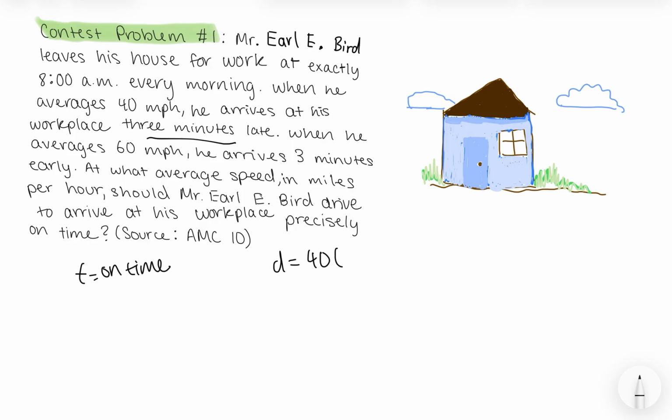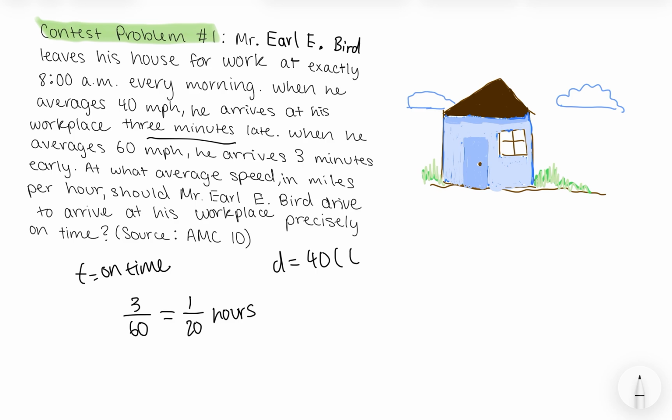So we know that when he drives at 40 miles per hour, he arrives at his workplace 3 minutes late. Something we really need to notice here, or we're going to get this problem wrong, is that we're given the rate in miles per hour, not miles per minute, but the time is in minutes. So we need to convert 3 minutes to a fraction of an hour. Since there's 60 minutes in an hour, 3 over 60 is the number of hours, or simplified, 1 over 20 hours. That's how late he's going to be.